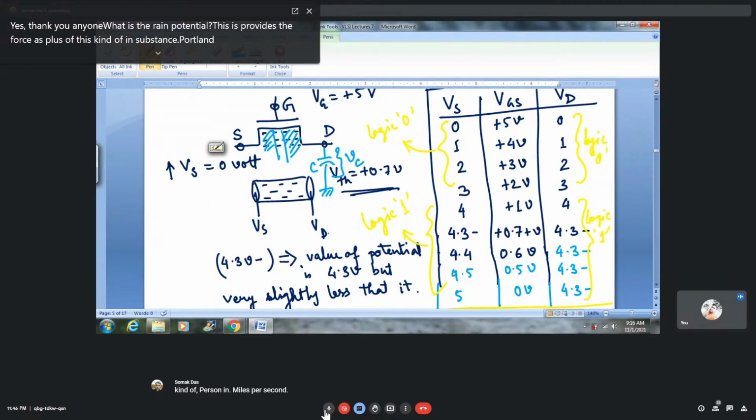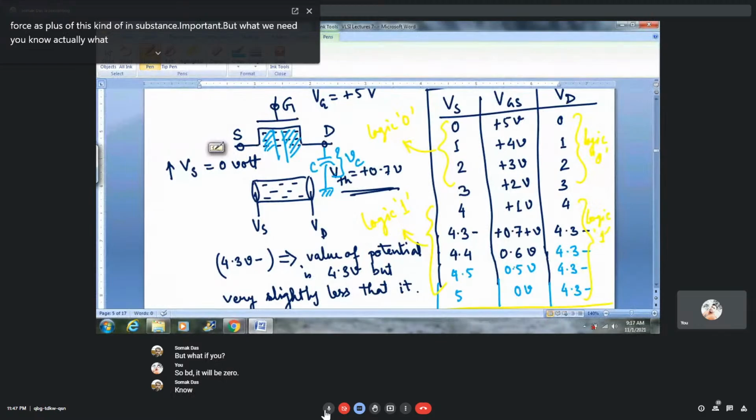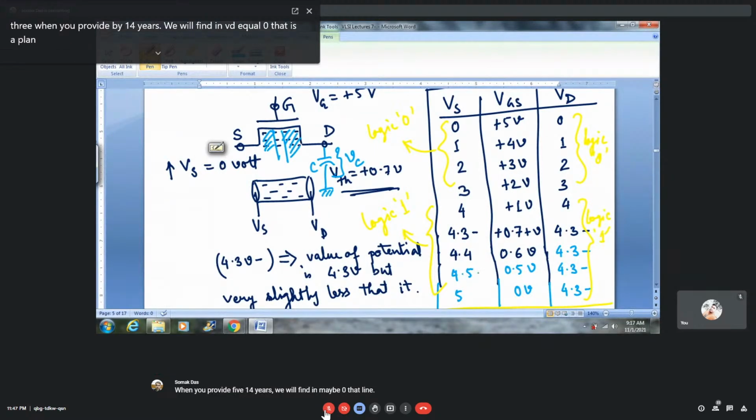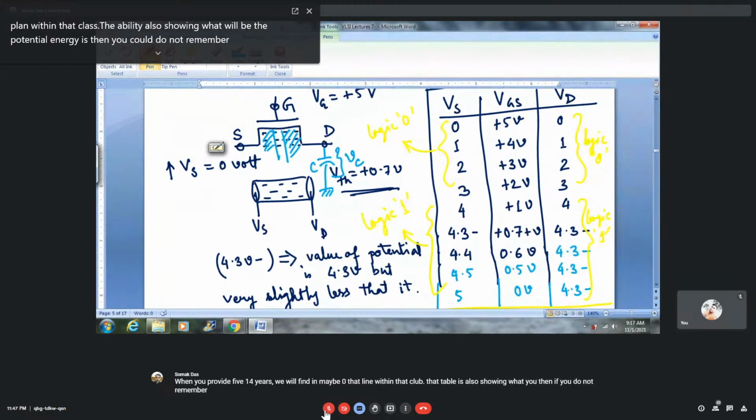4.3. Yes? What, will it be zero? VD is not 0. That you are finding in this table. That you have learned. 4.3. When you provide 5 volts in VS, you will find in VD it is 4.3. That you have learned within that class. The table is also showing what will be the potential of VD. Even if you do not remember, you can see the table and just answer what will be the potential of VD.